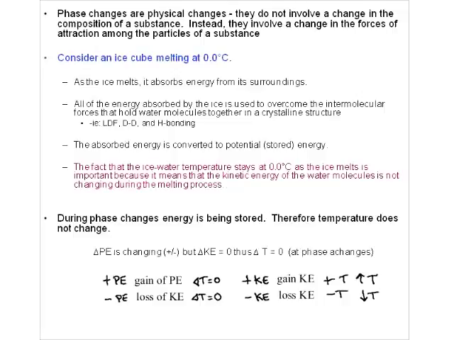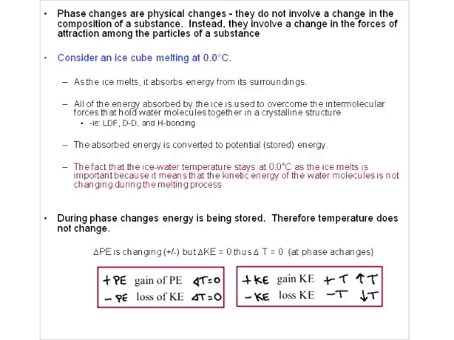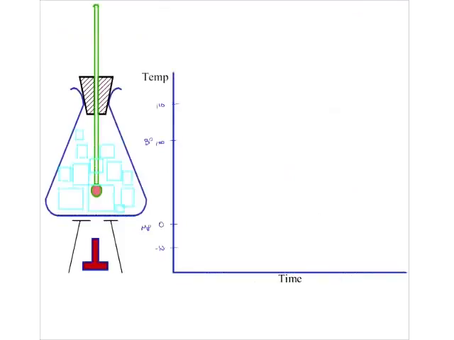So what we're looking at is potential energy. We're not seeing any change in temperature. And if we see a change in kinetic energy, then depending on whether the kinetic energy is going up or down, we're seeing that reflected in the temperature. So that's what we've got to keep in mind as we start doing some of these curves. So what we're going to do then is a little experiment here.